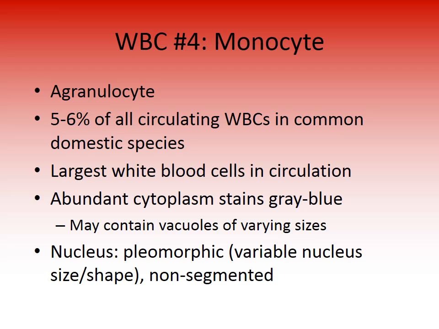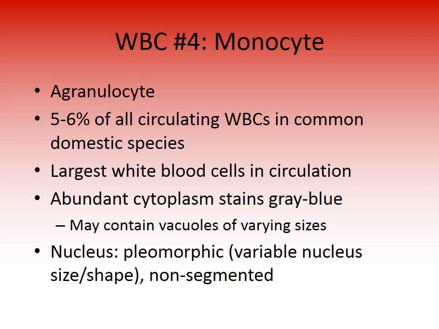It's the largest white blood cell in circulation. Its abundant cytoplasm stains blue or gray. And within the cytoplasm, you may actually see vacuoles, so it almost looks like air bubbles. It's very normal to see those vacuoles within the cytoplasm of a monocyte.